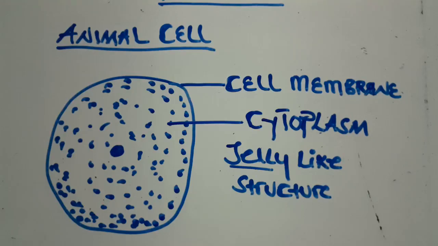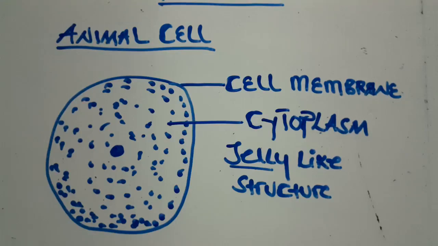Okay, so an animal cell has this oval-shaped kind of structure because of what? This cytoplasm. So one of the functions of cytoplasm is that it gives a shape to a cell.